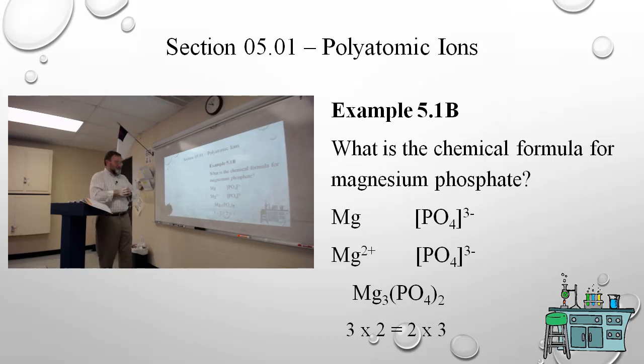All right. So 3 magnesiums combined with 2 phosphates. And the 2 phosphates, each one is made up of 1 phosphorus and 4 oxygens. So for 2 of them, I have 2 phosphorus and 8 oxygens to make 2 phosphate ions, which combine with magnesium in a 3:2 ratio. Okay.